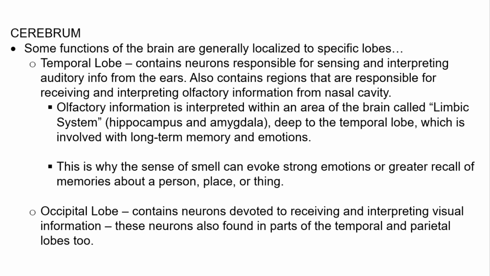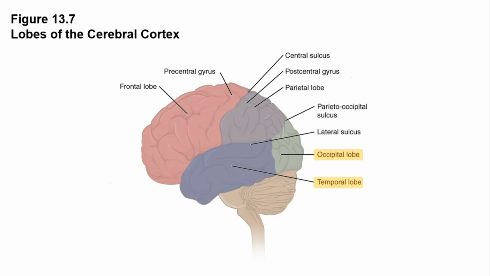The occipital lobe, located on the posterior side of the cerebrum and underneath the occipital bone, contains nuclei that are responsible for interpreting visual information from the eyes. These neurons are also found in parts of the temporal lobe and parietal lobe that are in proximity to the occipital lobe. Much of the human cerebrum is devoted to processing visual information from the eyes and is one of our strongest senses. Returning to figure 13.7, we find that the temporal lobe is located on the inferior and lateral side of the cerebrum, while the occipital lobe composes the posterior side of the cerebrum.